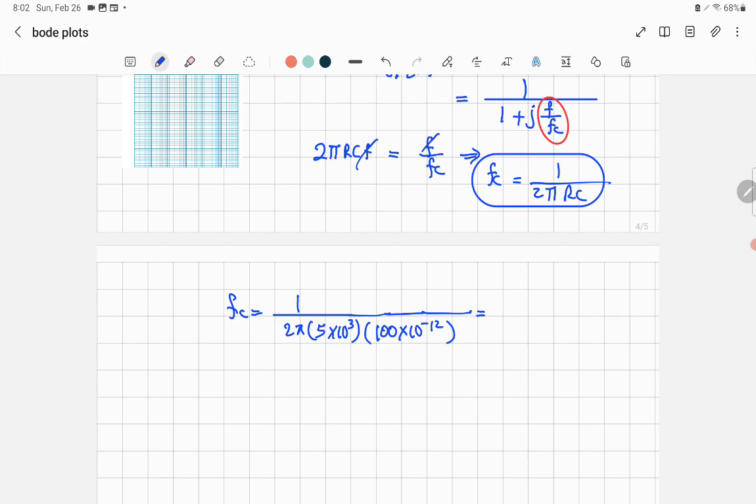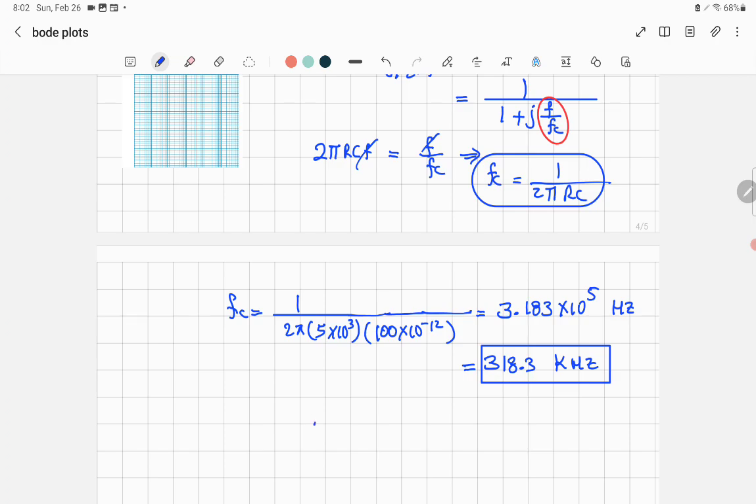Doing this in the calculator right now, it's equal to 3.183 times 10 to the 4 hertz, because I got everything in the base unit. And I want to make it kilohertz, so I divided by 1,000. So I get 318.3 kilohertz. So the corner frequency is equal to 318.3 kilohertz. That's the corner frequency.